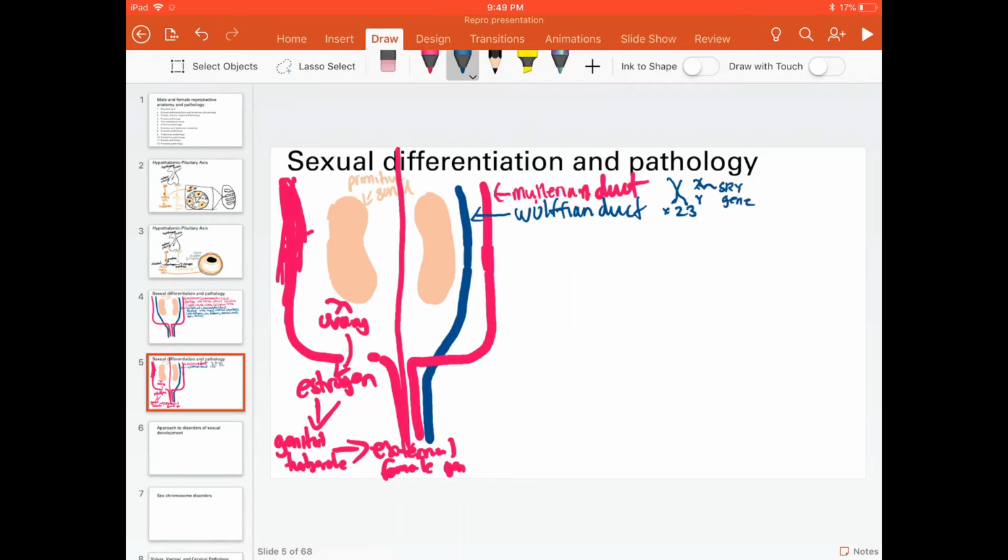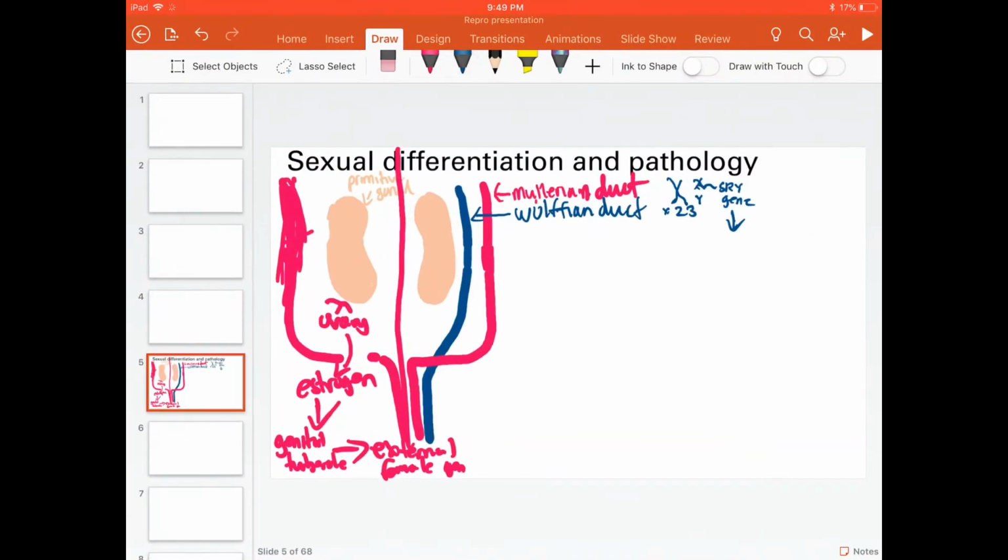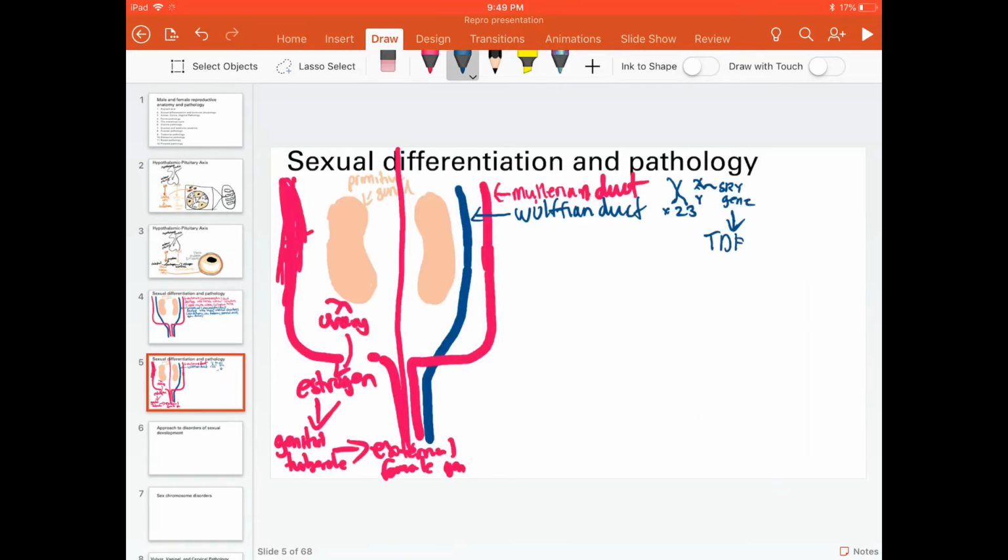And what the SRY gene does is it encodes the production of something called testes differentiating factor. That's testes differentiating factor. And when you have this factor, it is going to stimulate development of the testes. So this, I'm going to look at this side now, becomes the testes. And do you remember what two cells are in the testes? Two cells are the Leydig cells and the Sertoli cells.